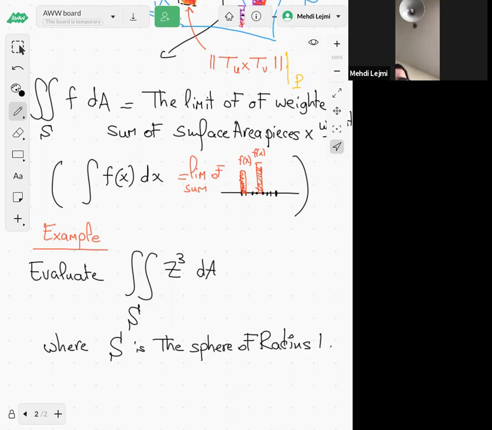So my function f here is just the function z cubed. This is f of x, y, z, so f of x, y, z is just equal to z cubed. You want to integrate this function f along my surface S, which is the sphere of radius 1.